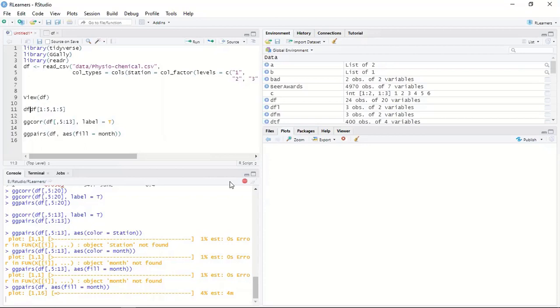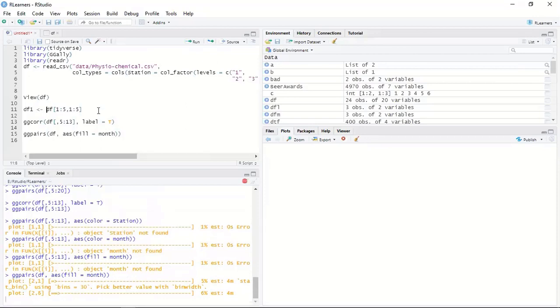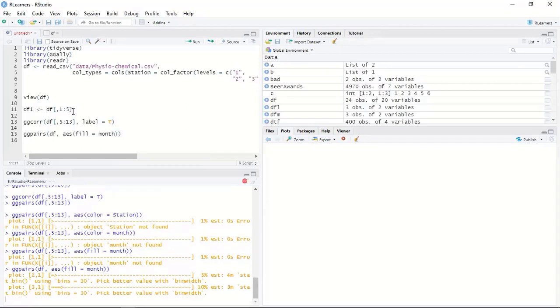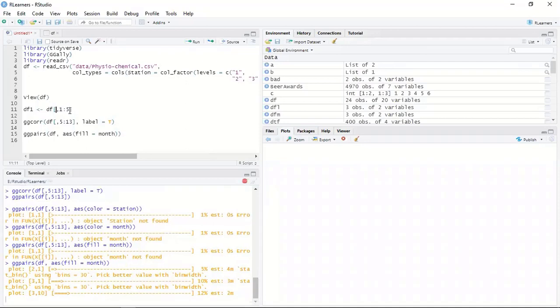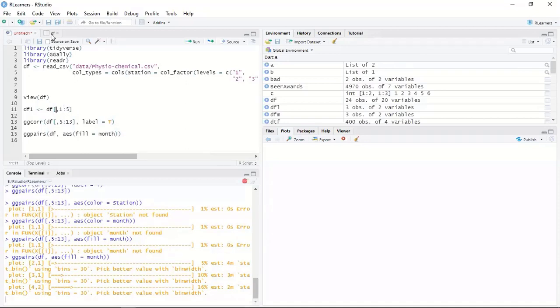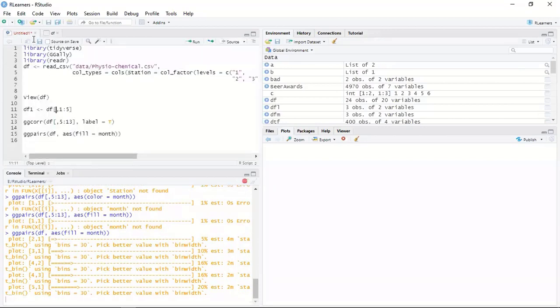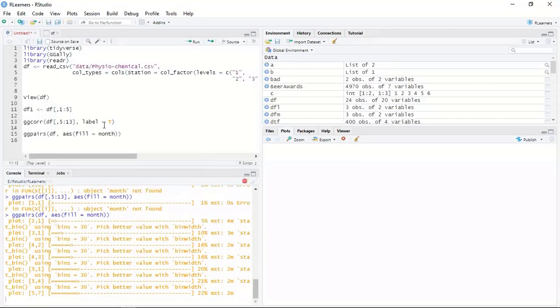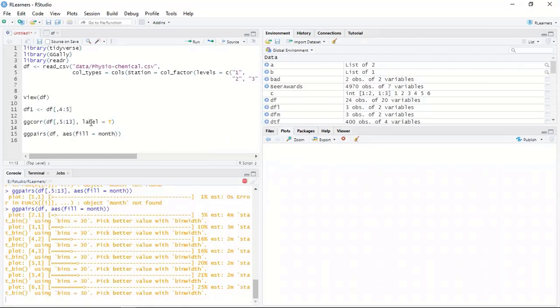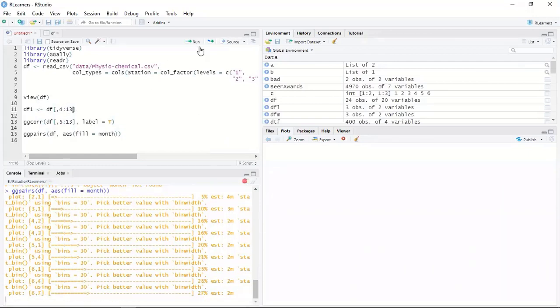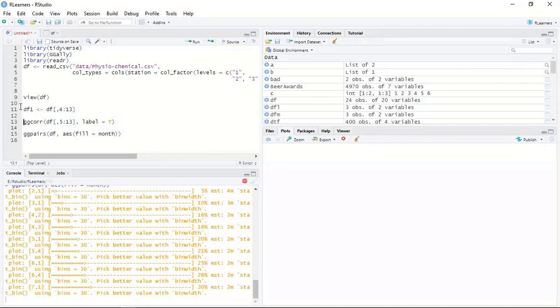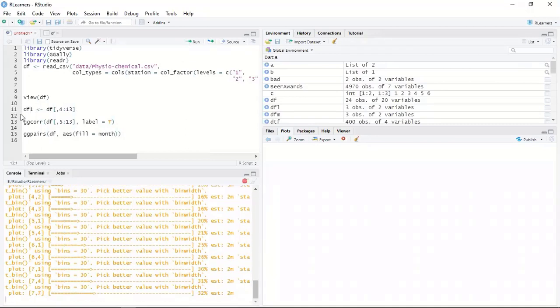So I would like to create another data set that has what I want. So I want all the rows, and I want the columns from the fourth column to the 13th column. This is my df1. So let's see how my df1 looks like.